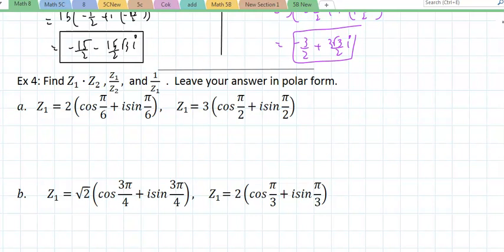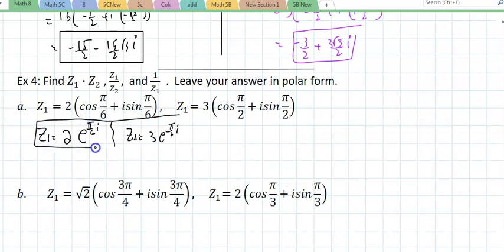Here, I'm going to write this really quick. Let's write Z1 as, and this is where De Moivre's theorem could be bypassed. And we're going to say Z2 is 3e to the pi over 2i. So when you multiply two complex numbers, you get complex numbers. If you're able to do this, you will be amazed by how quickly you could figure out these values.